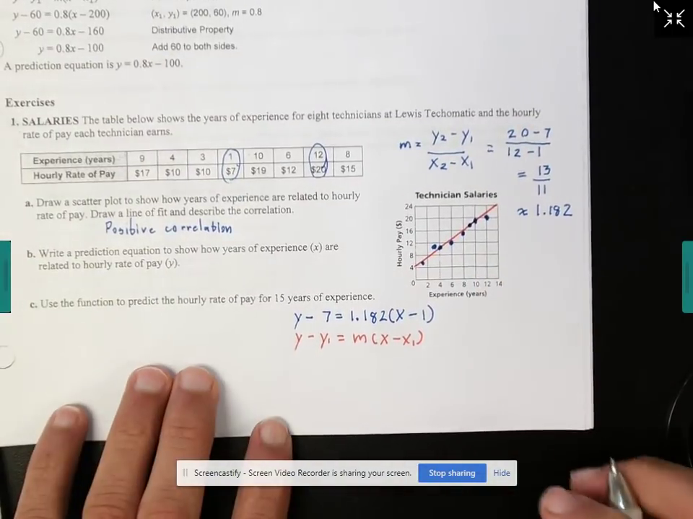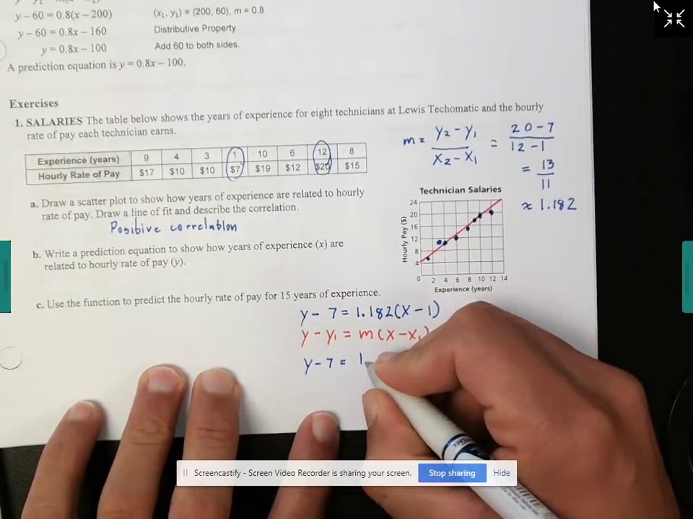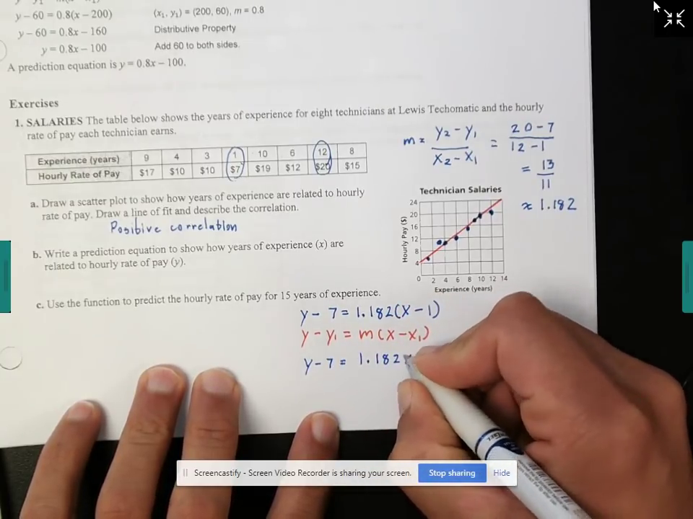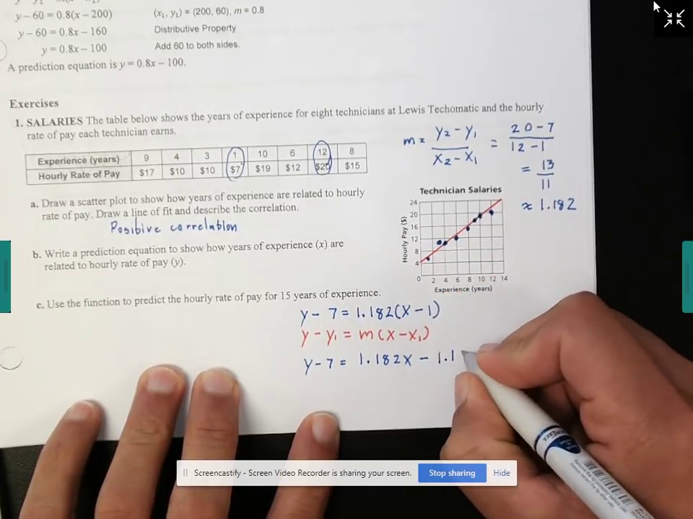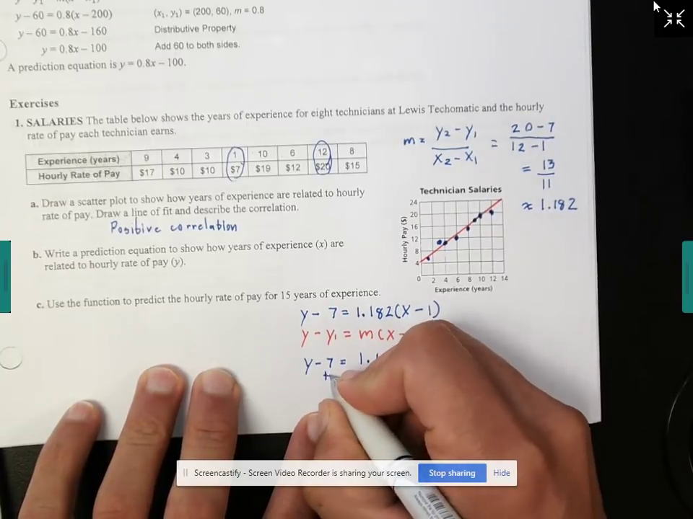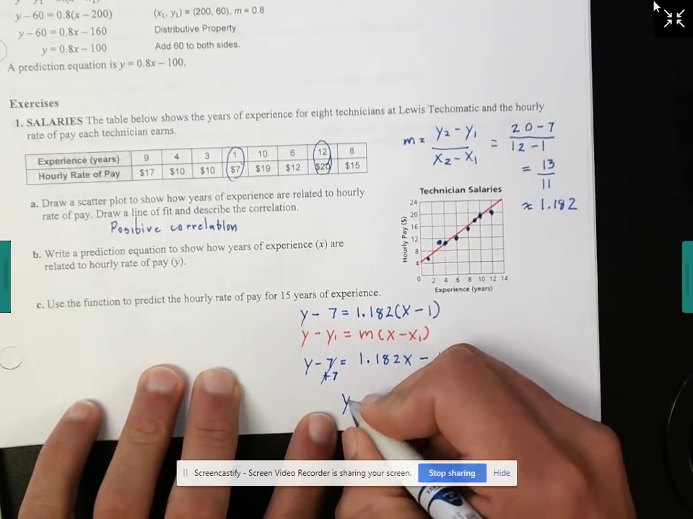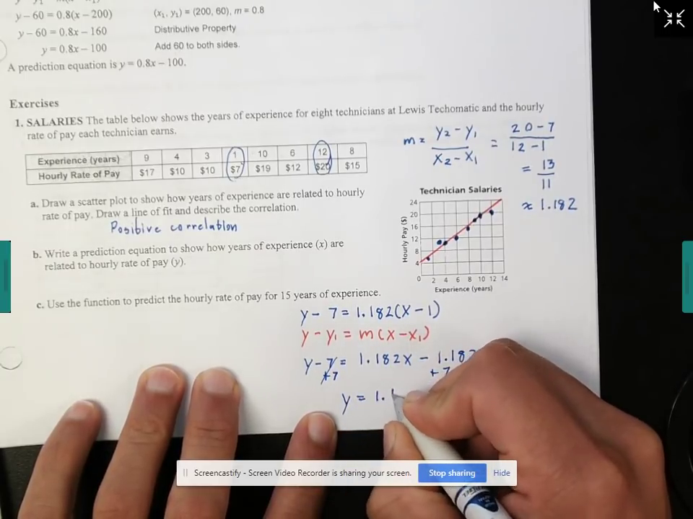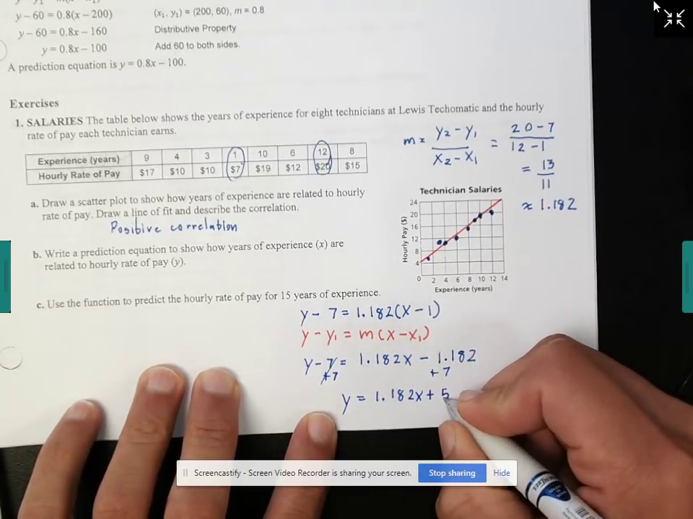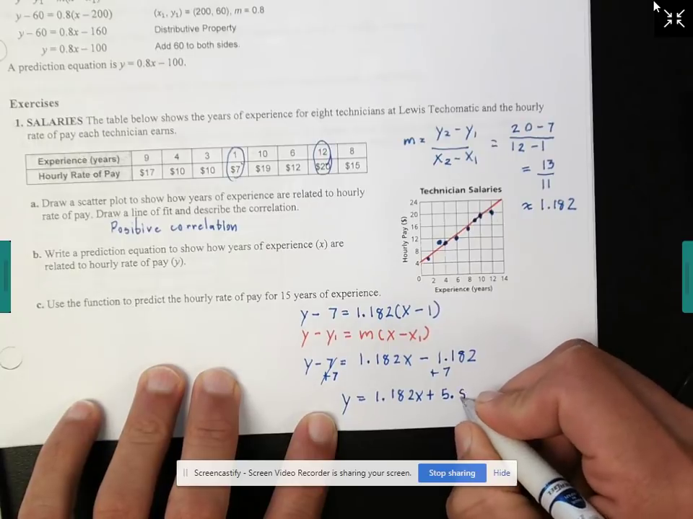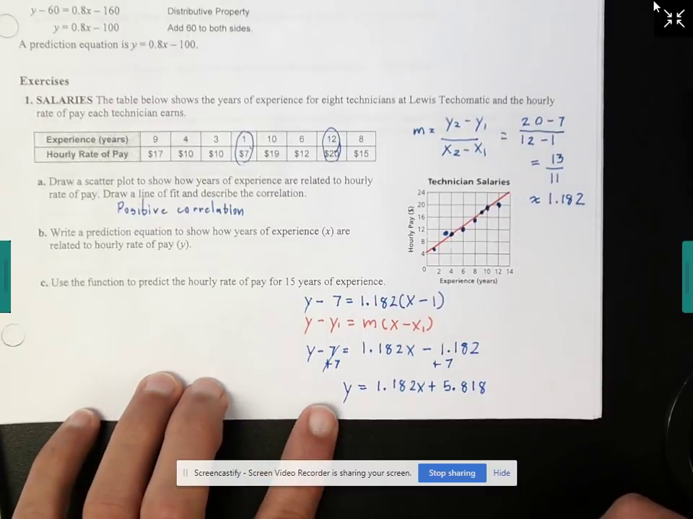All right. If I go ahead and simplify, so to get this into y equals form, I'm going to distribute this. So I'm going to get this, and I'm going to distribute this number right here to that -1, and I'm going to add 7 to both sides. That's going to give me 1.182x, and obviously use the calculator for this part. I'm going to get 5.818. Okay, so that's the equation that I came up with.